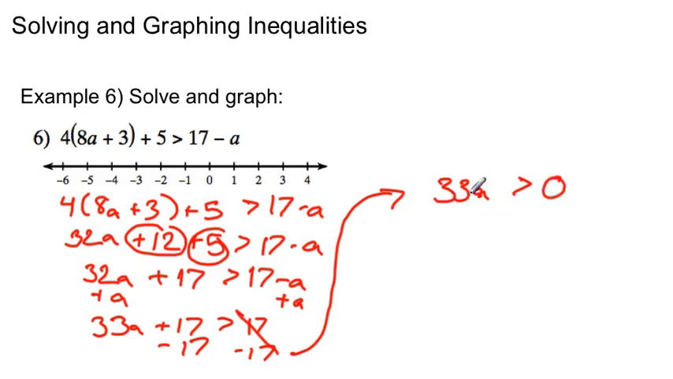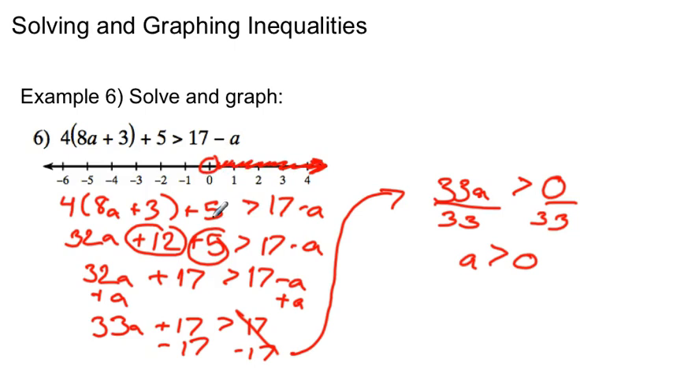Now, still need to isolate that a, so I'm going to divide by 33, but we don't even need a calculator for this one. We know that when I divide 0 by anything, my answer is still 0. And so we find that a is greater than 0. So I would shade in everything bigger than 0. And it's not equal to, so I leave my circle open.